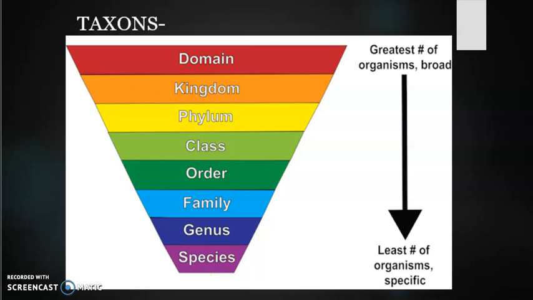So a good idea to learn these levels is just remember domain, kingdom, phylum, class, order, family, genus, species by thinking: dumb King Philip came over for good spaghetti. And that will help you remember those levels.